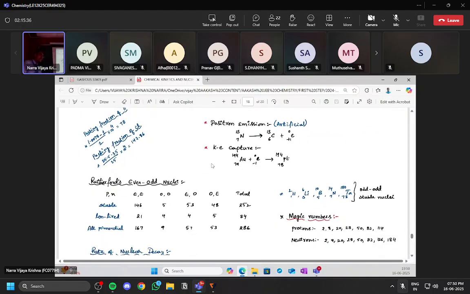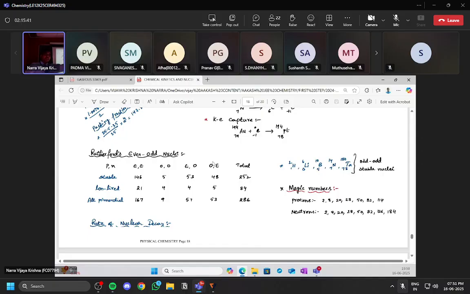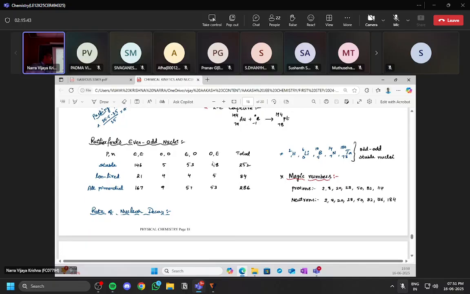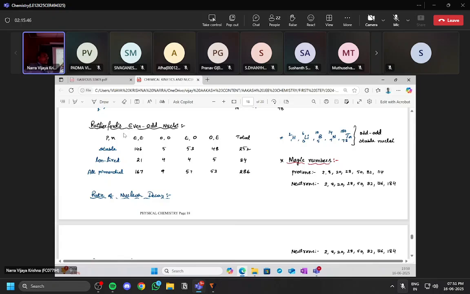Now, Rutherford studied all the stable and unstable nuclei present among all elements and their isotopes. What he observed is that most nuclei have an even number of protons and an even number of neutrons. Very few nuclei have an odd number of protons and an odd number of neutrons. He observed only 5 nuclei having both odd in number. Those are deuterium, lithium, boron, nitrogen, tantalum. These are 5 stable nuclei which possess an odd number of protons and an odd number of neutrons.